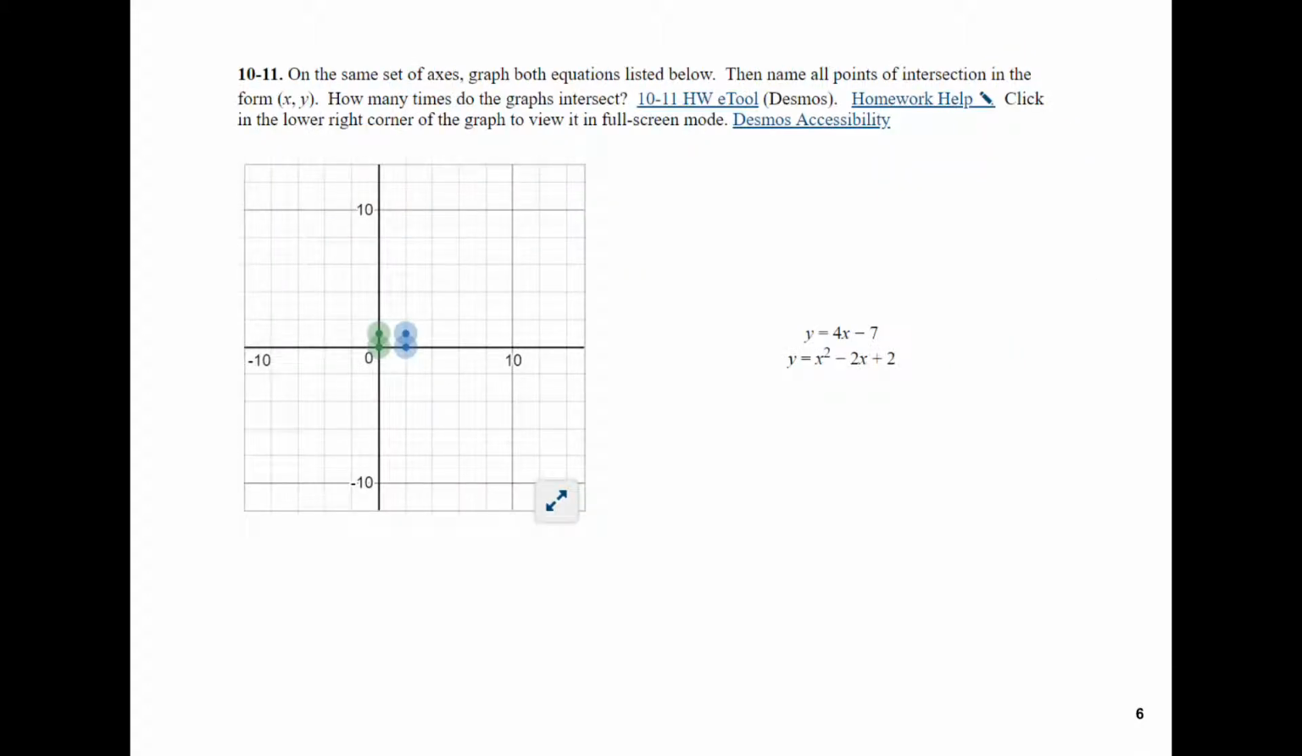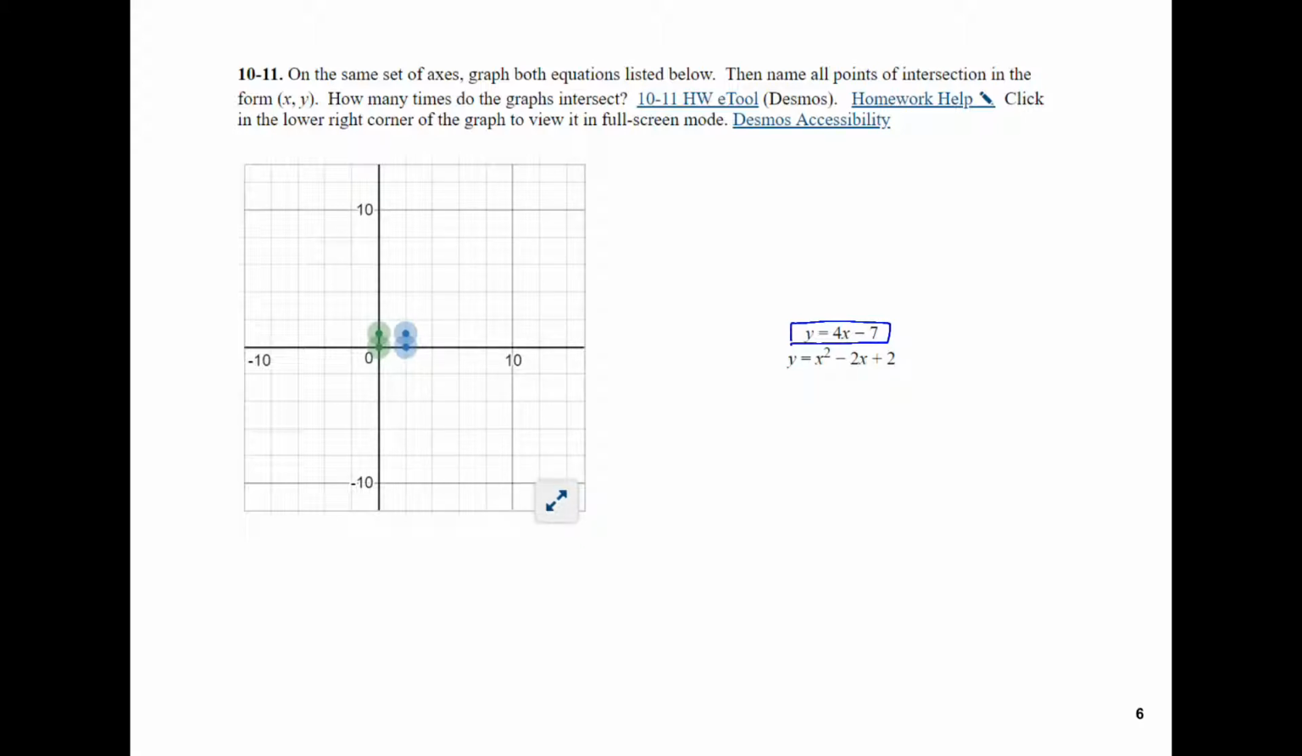10-11 says on the same set of axes, graph both equations listed below. Then name all points of intersection in the form x, y. How many times do the graphs intersect? So if you're doing your homework online, you can definitely use the e-tool to help you graph this using the Desmos app. If you are not, you can graph it by hand or use the technology you have.